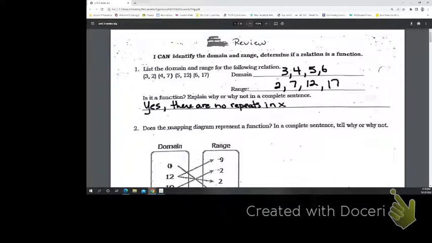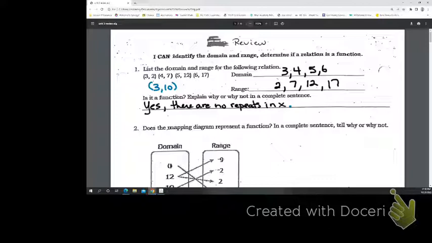So if I added this point, is it still a function? Yes. That would still be a function. What if I added this point? No. And what would your reason be to tell me why it's not a function?